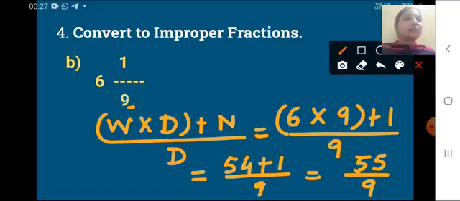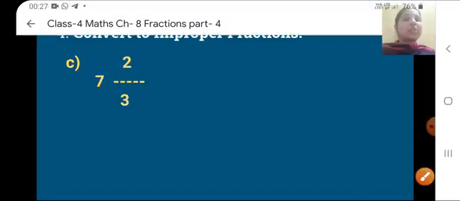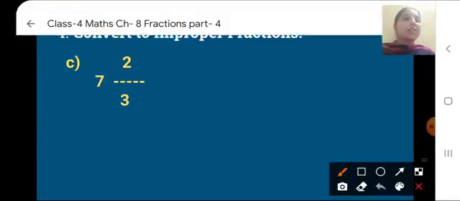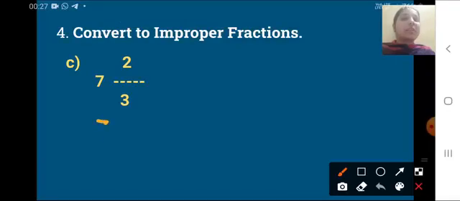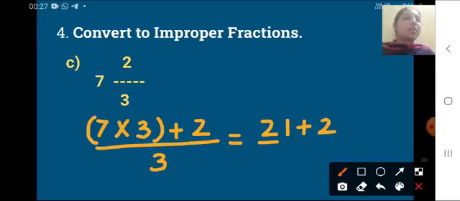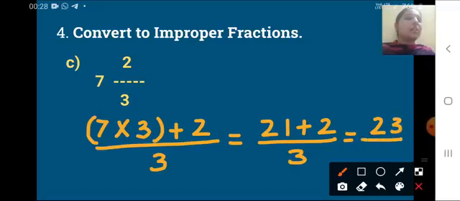Okay. Now let's see the next question, which is 7 whole 2 upon 3. So again, how will we do that? First we will multiply the whole number, which is 7 here, by the denominator, which is 3, and then we will add the numerator to it, divided by denominator. So what will we get? 7 3s are 21, plus 2 upon 3. So what will we get? 23 upon 3. That is the answer.